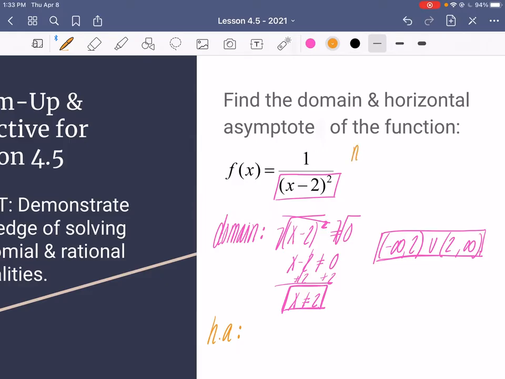All right, and we call that n, degree 0. I always remember n for numerator. And then the degree of the denominator is 2. We call that m. And then we compare them. So n, 0, is less than 2, which is m, okay? And because n is less than m, that tells us the horizontal asymptote is at y equals 0.